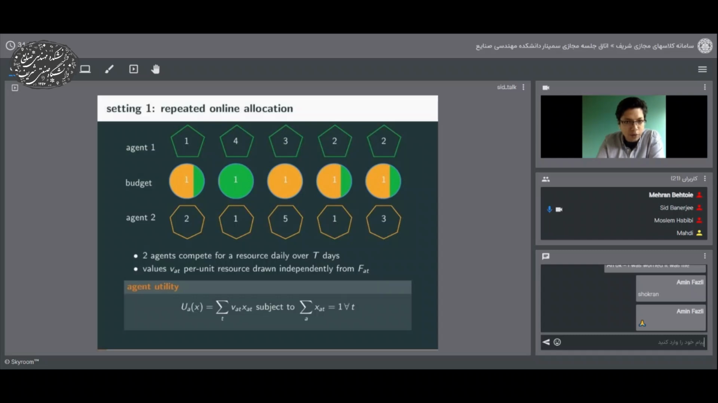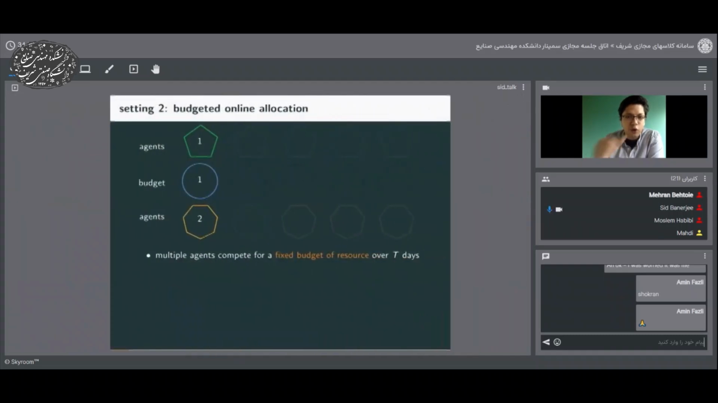Please feel free to stop me if any of this is unclear. I'm going to give you another setting which is very similar, and in some sense I'll talk about both of these. In the second setting, it looks almost the same.